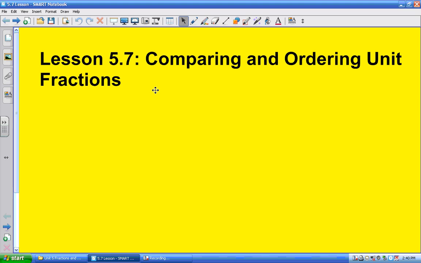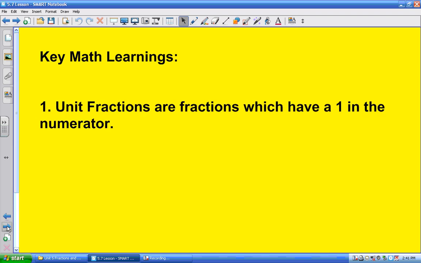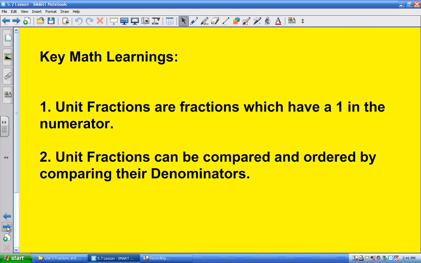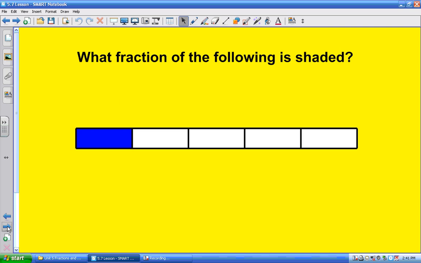So, before we can compare and order unit fractions, our first lesson is to talk about what we're going to be doing. Unit fractions are fractions that have a 1 in the numerator. Is the numerator the top of a fraction or the bottom of a fraction, Brooke? It's the top. That is correct. So now that you know that it has to have a 1 in the top, let's go on to the next step. Unit fractions can be compared and ordered by comparing their denominators. You may not understand what I'm talking about just yet, but you will.